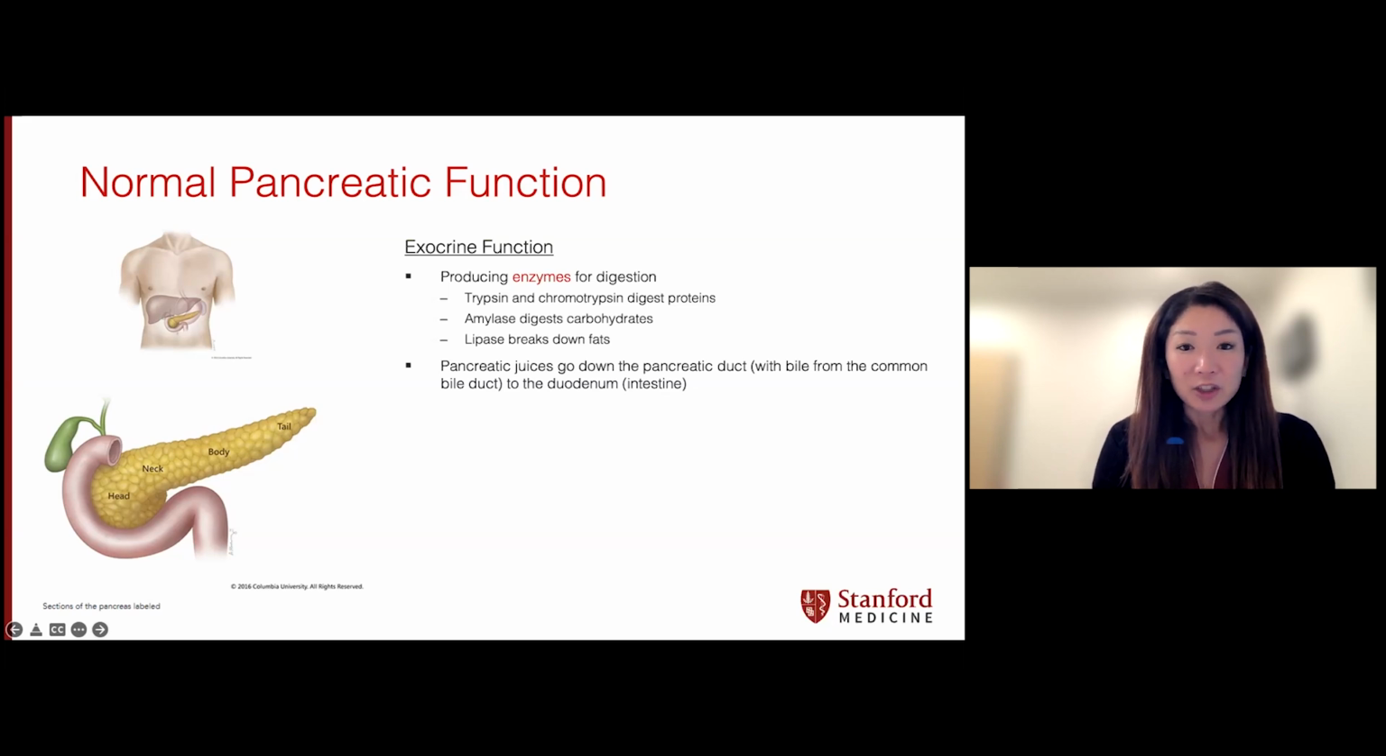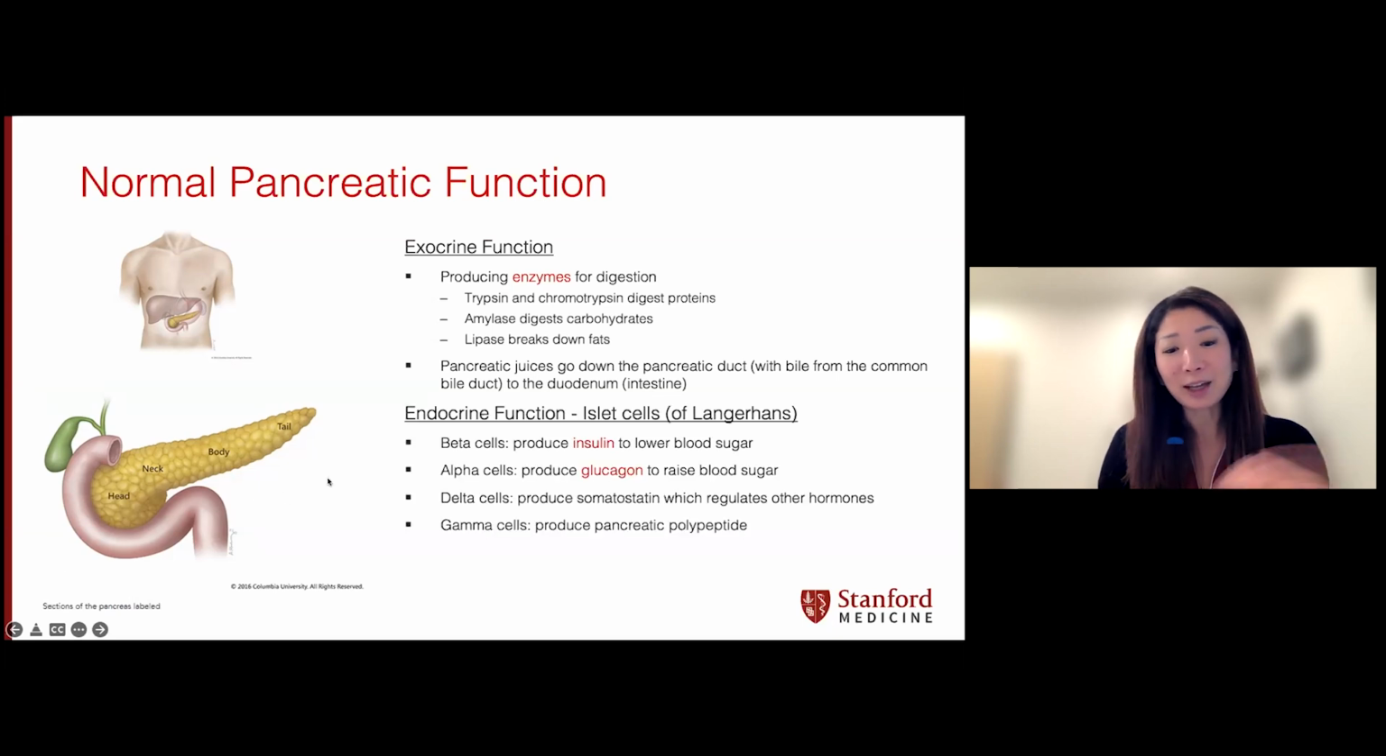For exocrine function, this is where we talk about digestive enzymes. So there are enzymes like trypsin and chymotrypsin, which help to digest proteins. Amylase helps to digest carbohydrates, and lipase helps to break down fats. There are also pancreatic juices that go down the duct into the first part of the intestine to help with digestion.